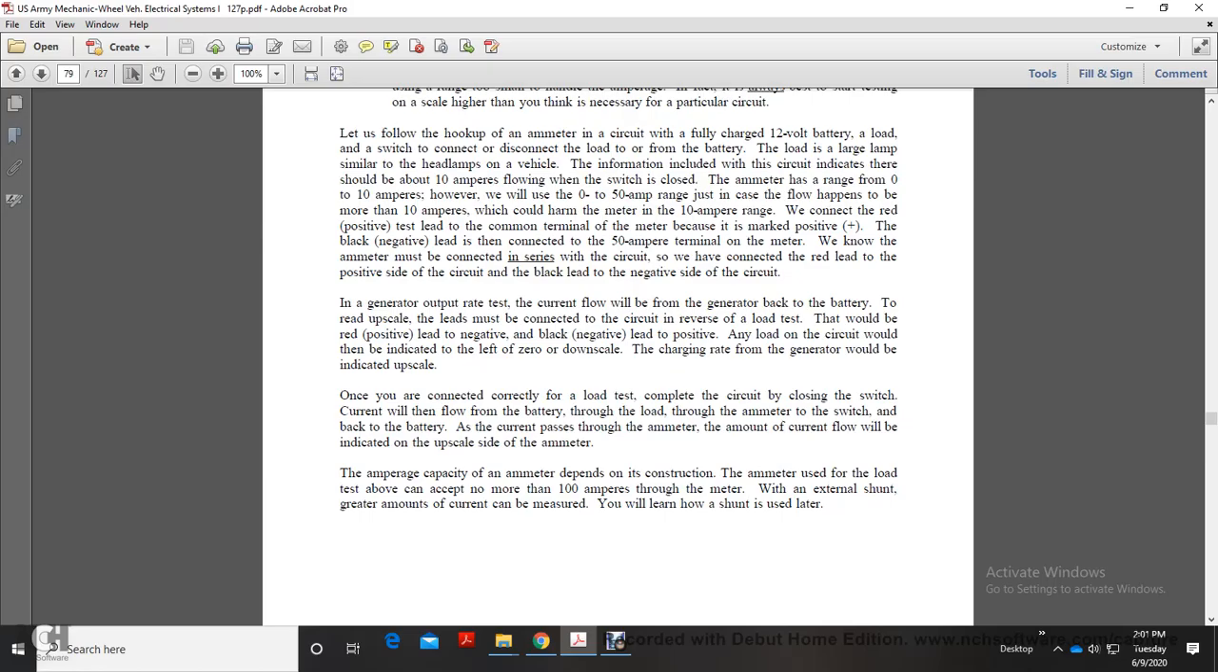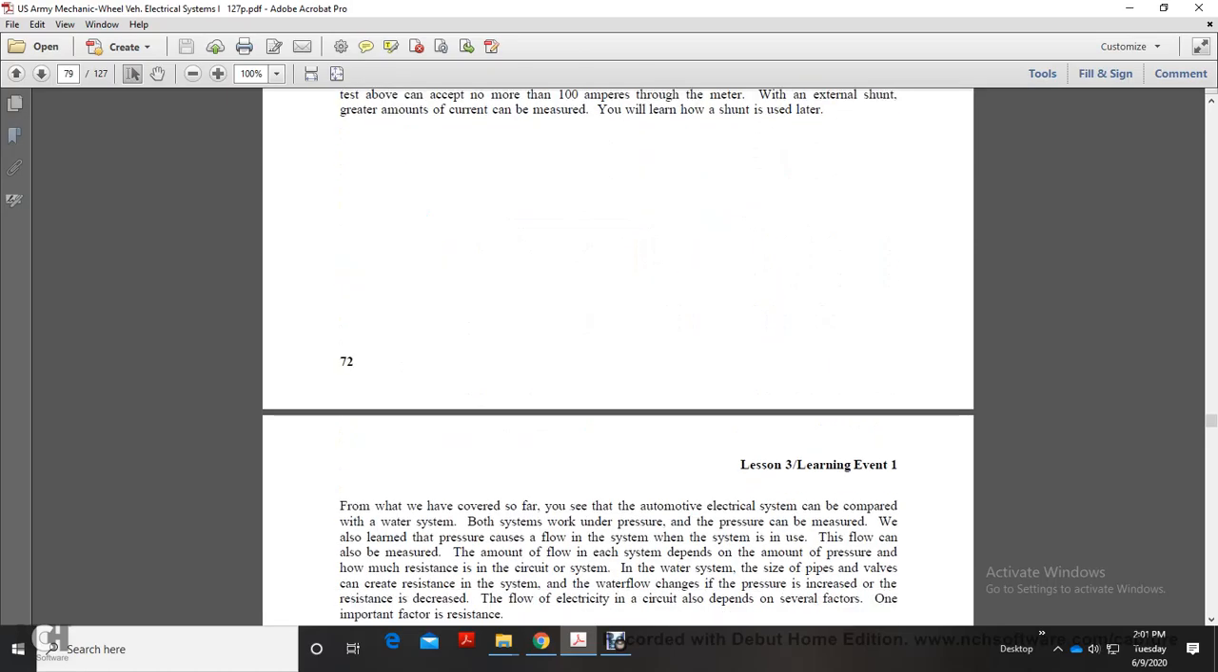Once you have connected it correctly, the load test is complete with the closing of the switch. The current will then flow from the battery through the lead, the load, and the ammeter to the switch, and back to the battery. As the current passes through the ammeter, the amount of current flow will be indicated upscale on the scale of the ammeter. The amperage capacity of the ammeter depends on the construction of the ammeter used. The ammeter used in the load test above can accept no more than 100 amperes through the meter. With an external shunt, a greater amount of current can be measured. You will learn how the shunt is used later.